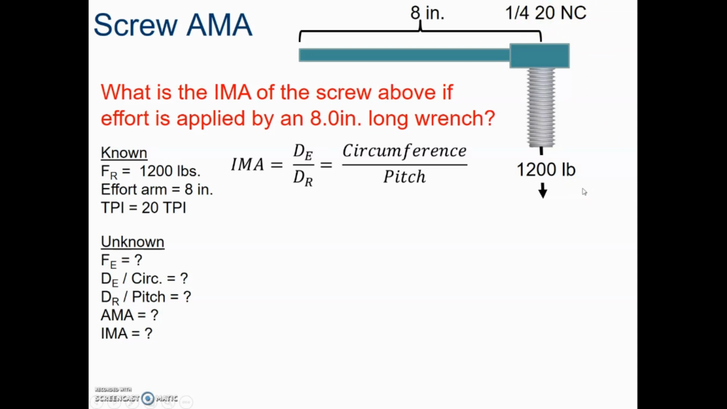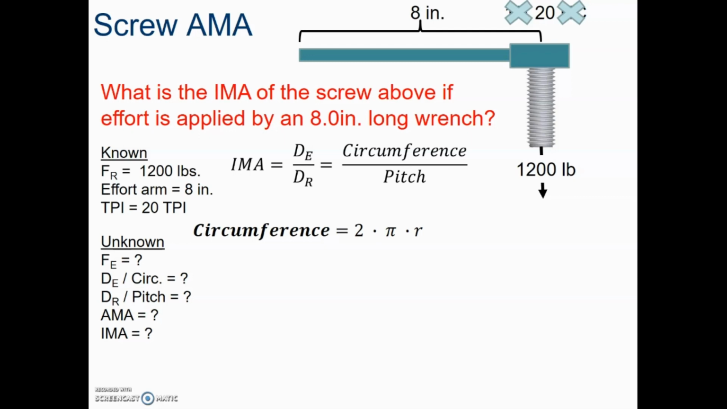We don't know effort force. We don't know effort distance. We don't know resistance distance. We don't know IMA. We don't know AMA. So a lot of the things that we need in order to calculate IMA are not directly given to us. We have to go through an extra step in order to find that. Now remember, for thread information or for screw information, we don't care about the diameter. We don't care about the coarseness of our screw. The only thing we care about is the threads per inch, because that will help us figure out the pitch of our screw. So let's start out with the circumference.